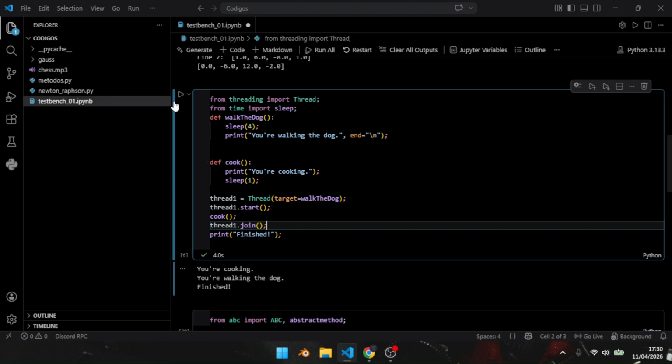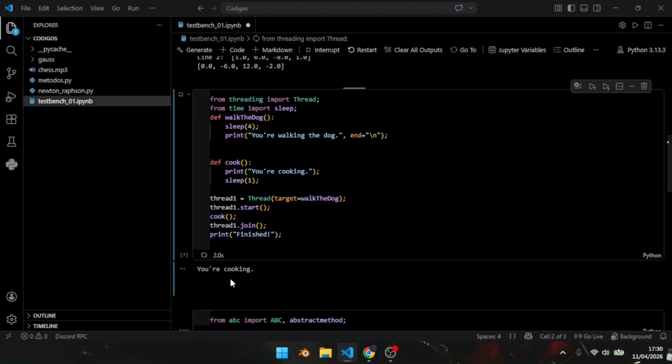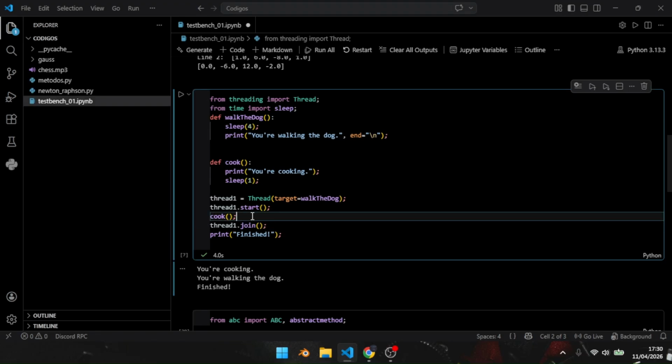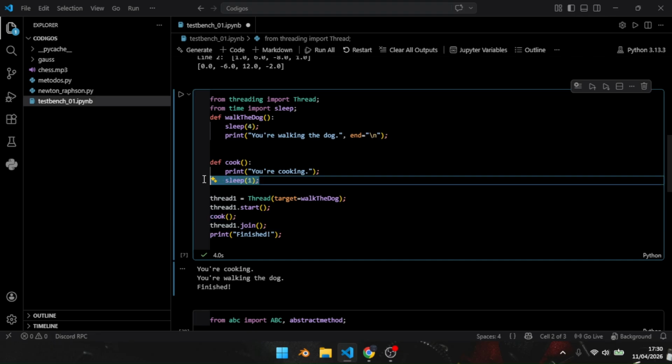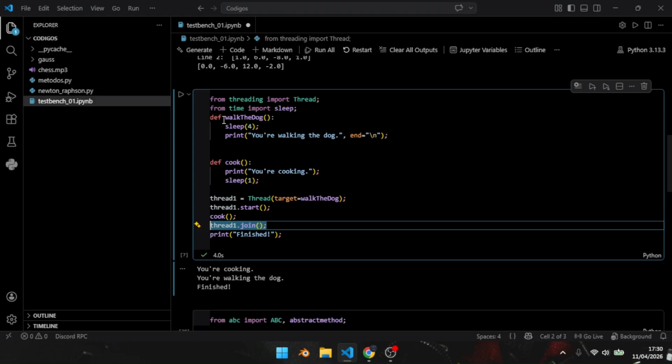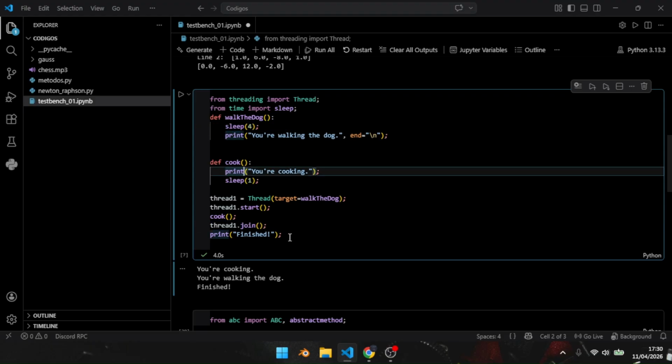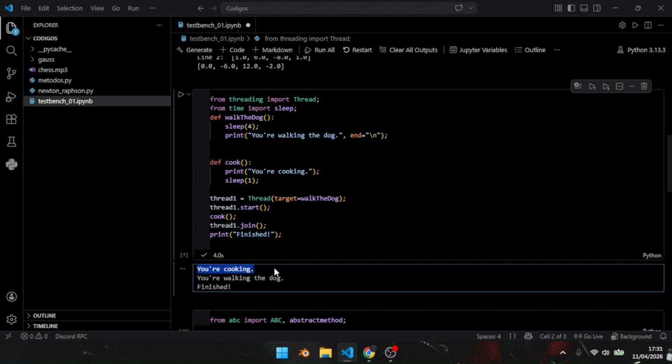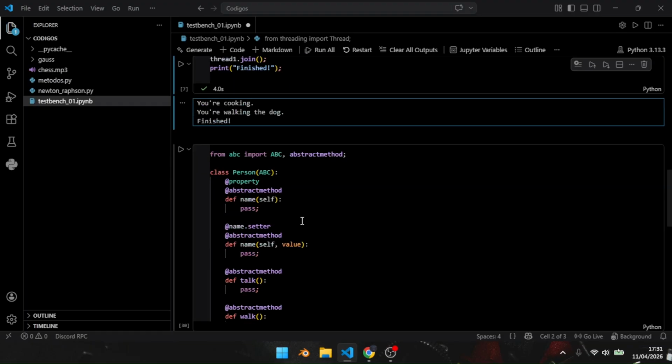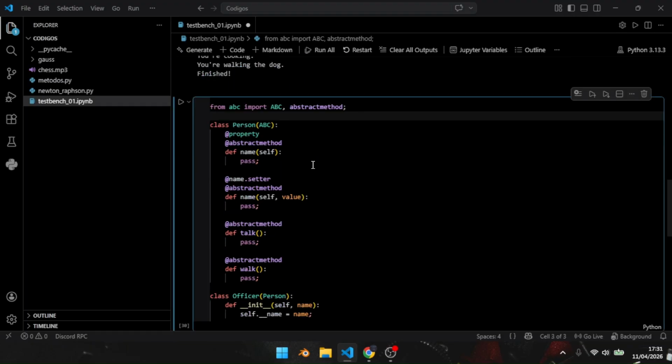So yeah, like you see, we start cooking and then we wait until we're done with walking the dog, because we're doing two tasks simultaneously. This task takes less time, but we wait until the second task, which takes more time, is done, and then we print finished. So now it's correct. We cook and then we walk the dog, and then we're done. That's multi-threading.